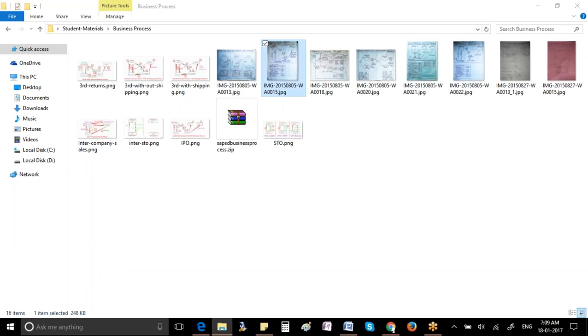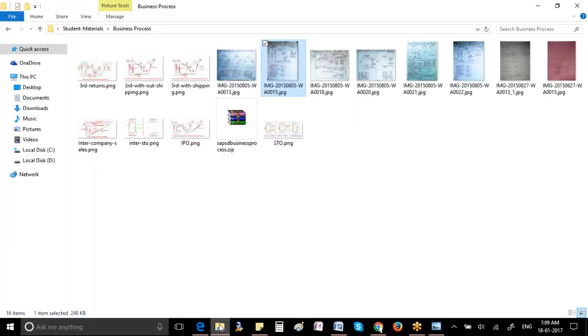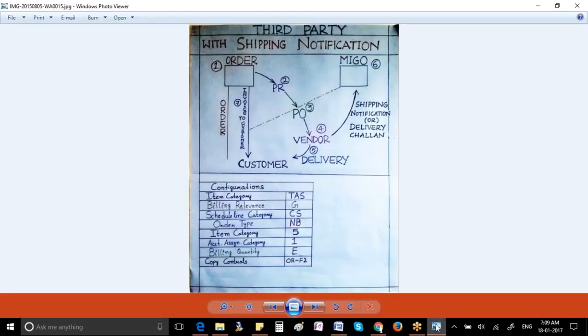I'll send you two sets. You see third-party. You see what is the schedule line in here? CS. Right? And what is the item category? TAS. So what I tell everyone is, take a printout of these documents, all the business processes I share, and stick it somewhere where you can stand in front of it when you get a telephonic call or a Skype call.